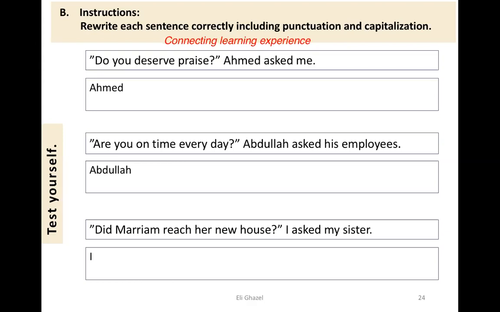So, do you deserve praise? Ahmed asked me. Let them write. Are you on time every day? Abdullah asked his employees. Did Mariam reach her new house? I asked my sister. And in these lessons, if you notice, I've been using the same names and the same topic. This is another important thing.